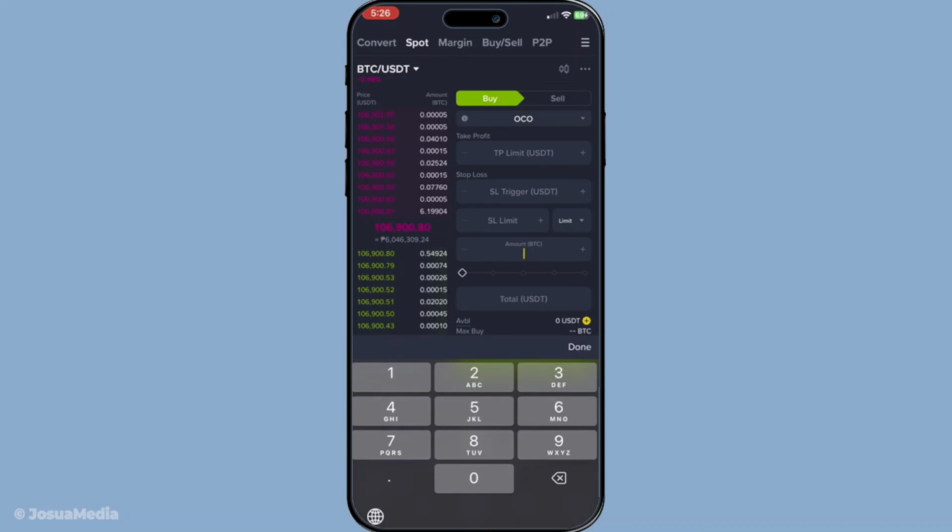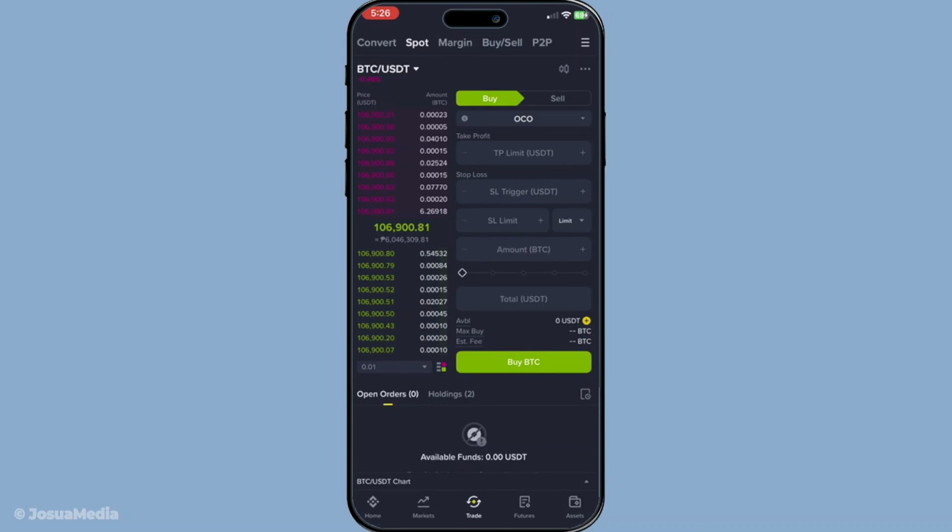And there you have it, a quick and simple guide to trading cryptocurrencies on the Binance mobile app. With practice, you'll get more comfortable navigating the app and analyzing the market to make informed trades. Always stay updated with the latest market trends and news to make the best trading decisions.